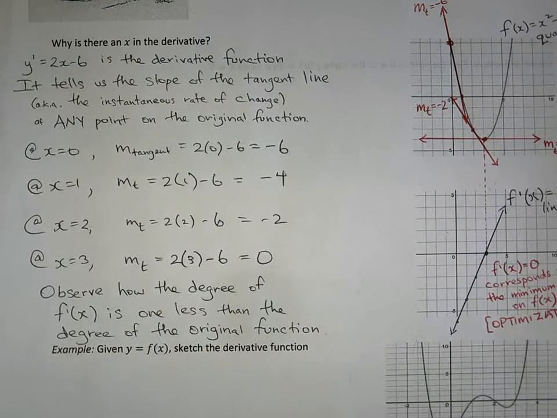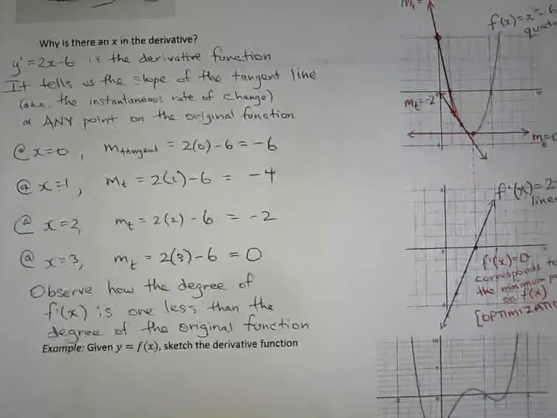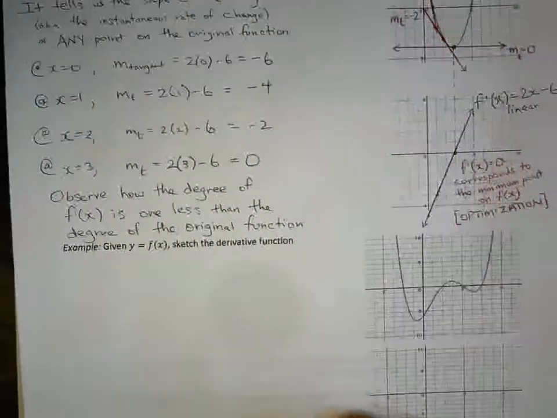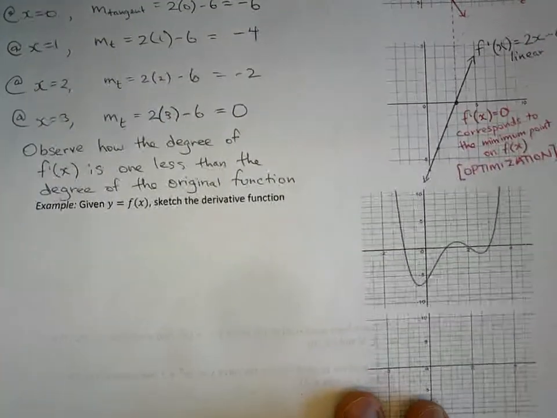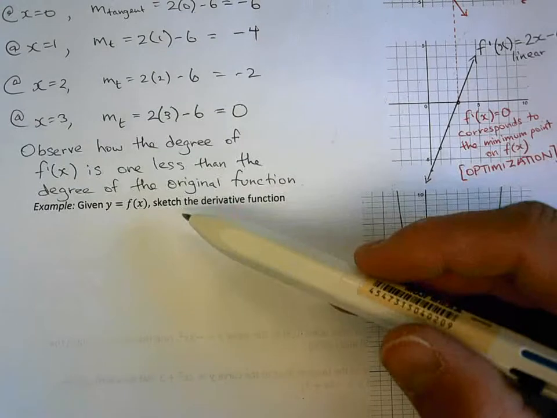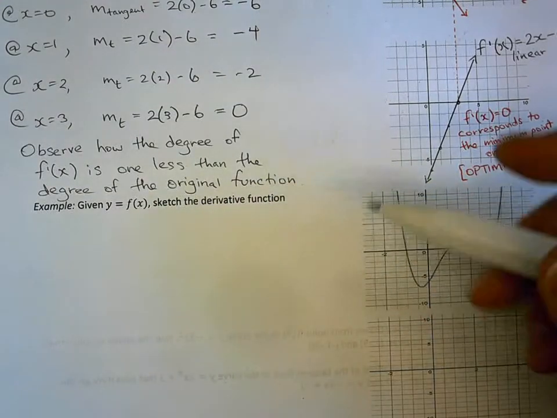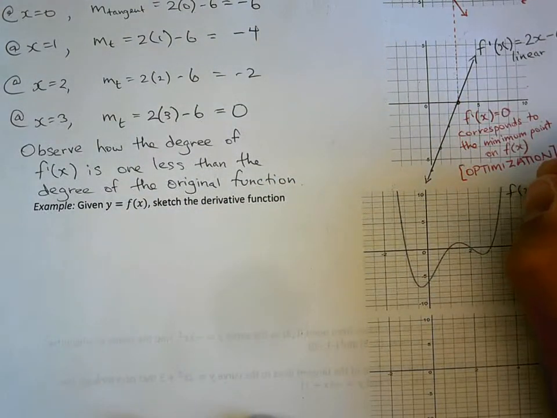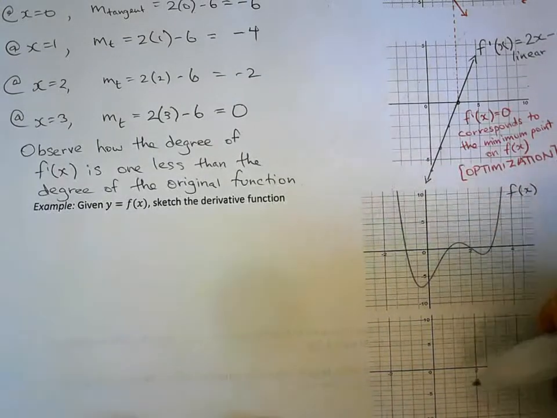The second neat observation is, well, the second application, I guess, and again, we'll do this in grade 12, but this is just an introduction. If I have a function like this, a fourth order function, and someone says to sketch the derivative function. So this is f of x. How can I sketch the derivative function?